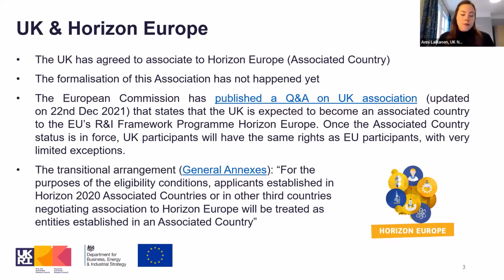And in the meantime, while we are still waiting for the finalization of this association, applicants who are established in third countries, so countries that are outside of the Horizon Europe program countries, who are negotiating association to Horizon Europe, so that would include the UK, will be treated as an associated country. So I think that just means that UK organizations can already apply as associated country in projects. So hopefully that clarifies some of it for those who may be wondering. But yeah, UK entities are already able to apply with all the rights associated.